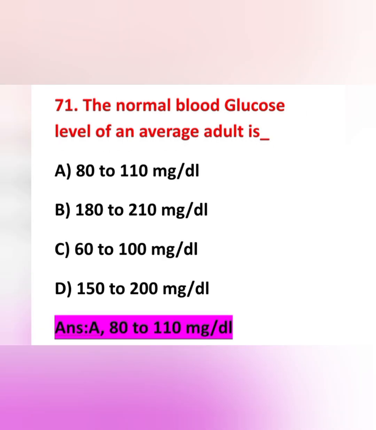Here normal blood glucose level for an average adult is option A 80 to 110 milligram per deciliter. Among this option 80 to 110 milligram per deciliter is the correct answer. Normally normal blood glucose level in fasting is 70 to 110 milligram per deciliter, and after that, that is postprandial, it is less than 140 milligram per deciliter. That is the normal.